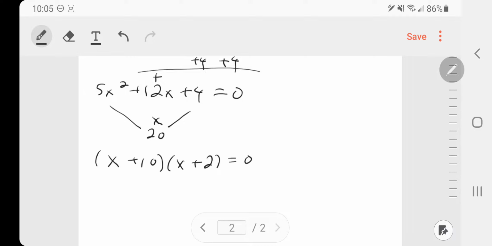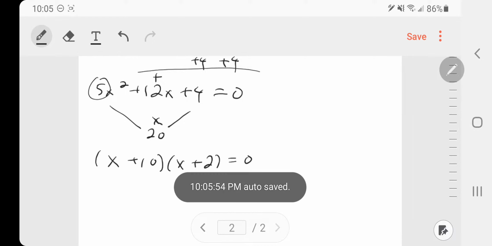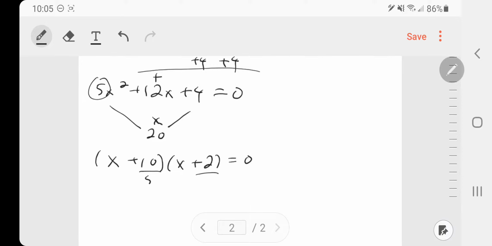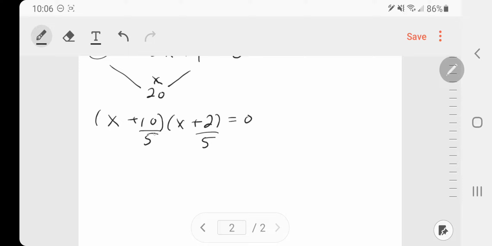Now again, I call them my temporary binomials because what I have to do now is, because I have a leading coefficient of 5, I'm going to divide both of these terms by my leading coefficient 5. If you can divide it, you go ahead and do so. So 10 divided by 5, that's going to give me 2, so this one becomes just x plus 2. 2 cannot be divided by 5, so what I'm doing here is I'm taking that 5 and I am writing it as the leading coefficient.